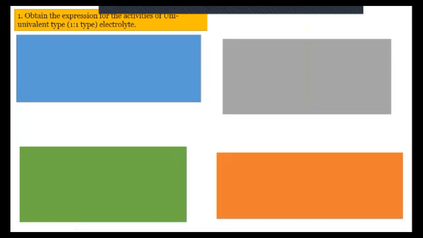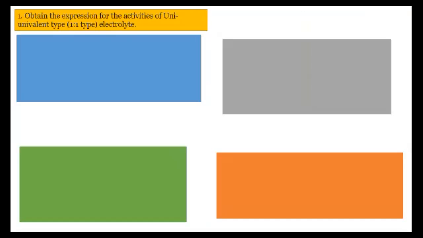I already talked about this particular part: obtain the expression for the activities of the different types of electrolyte. As we have already derived the equation for the activity and the activity coefficient, how can we calculate the activity a plus or minus? That formula we have seen already: a plus or minus is equal to x raised to x, y raised to y, m raised to x plus y, and gamma plus or minus raised to x plus y. We have to use that formula to obtain the activities of the different types of electrolyte.